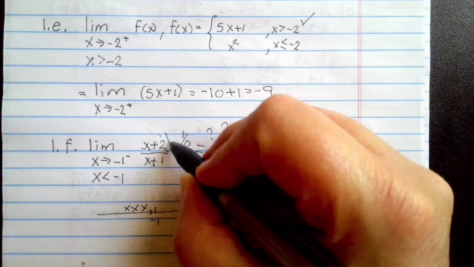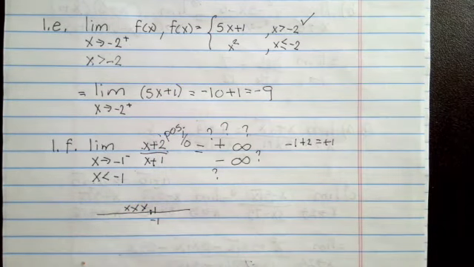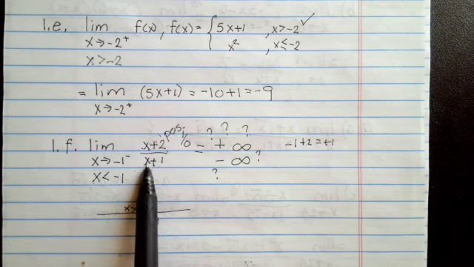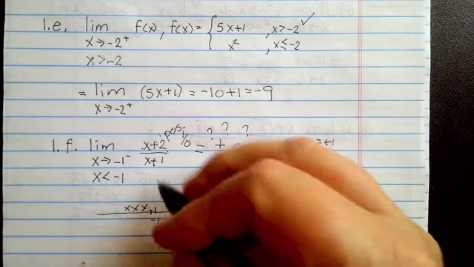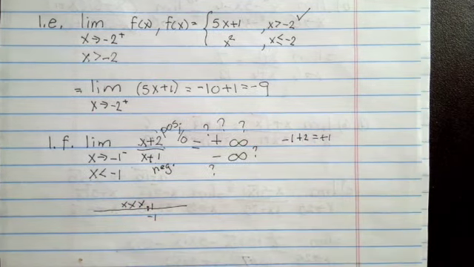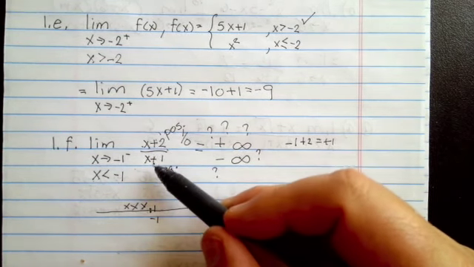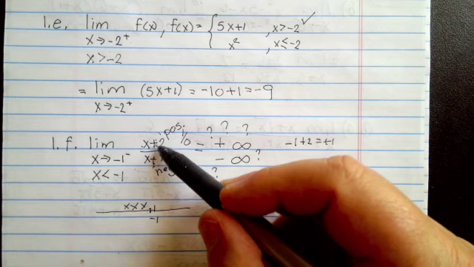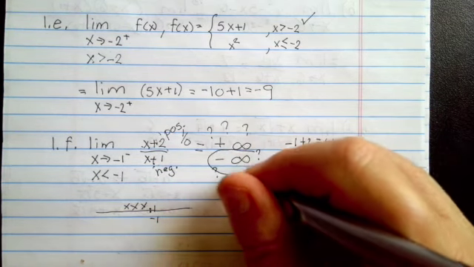So the numerator is positive. What about the denominator? Well, if we substitute in a value of x less than negative 1, and then add 1 to that, this is still going to be negative. That denominator is still going to be negative. So we've got a positive numerator and a negative denominator. A positive number divided by a negative number is negative, and so that tells us that the answer is negative infinity.